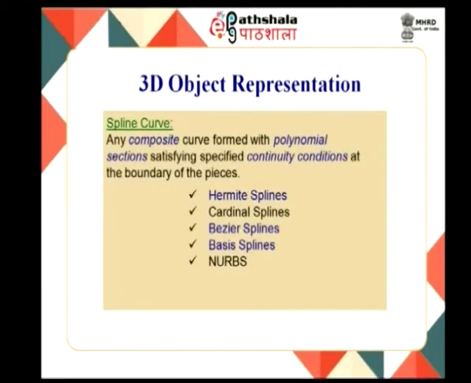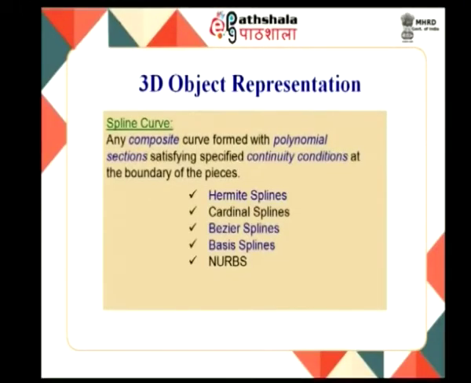If you look into the definition, a spline is any composite curve formed with polynomial sections satisfying specified continuity conditions at the boundary of the pieces. Maybe it's a big definition, so let me read that again. Any composite curve formed with polynomial sections satisfying specified continuity conditions at the boundary of the pieces. Basically a spline curve is not a single curve, it is many smaller curves attached together end to end that make up a spline curve.